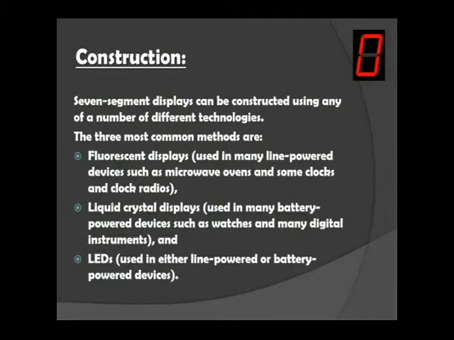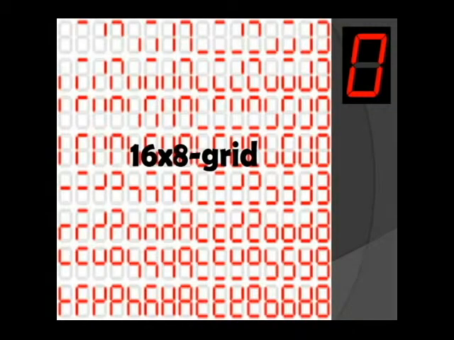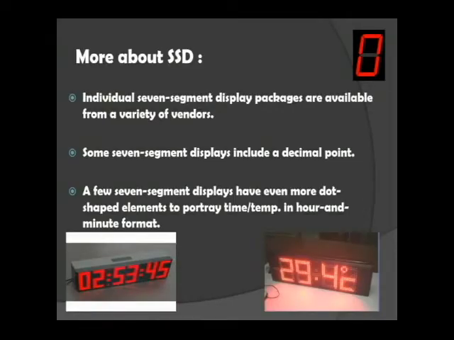Its construction: 7-segment displays can be constructed using any of a number of different technologies. The 3 most common methods are fluorescent displays, liquid crystal displays, and LEDs. This picture represents the 16x8 grid showing the 128 states of a 7-segment display. Something more about the SSD.